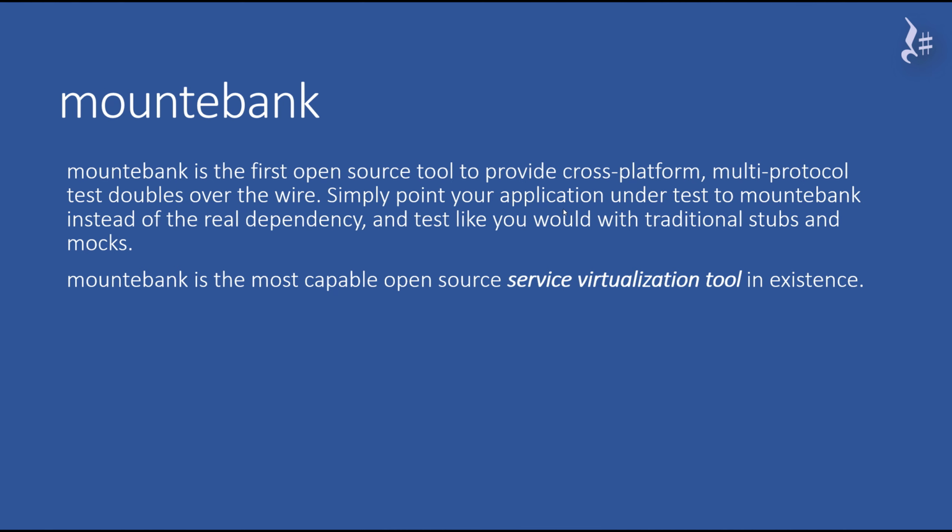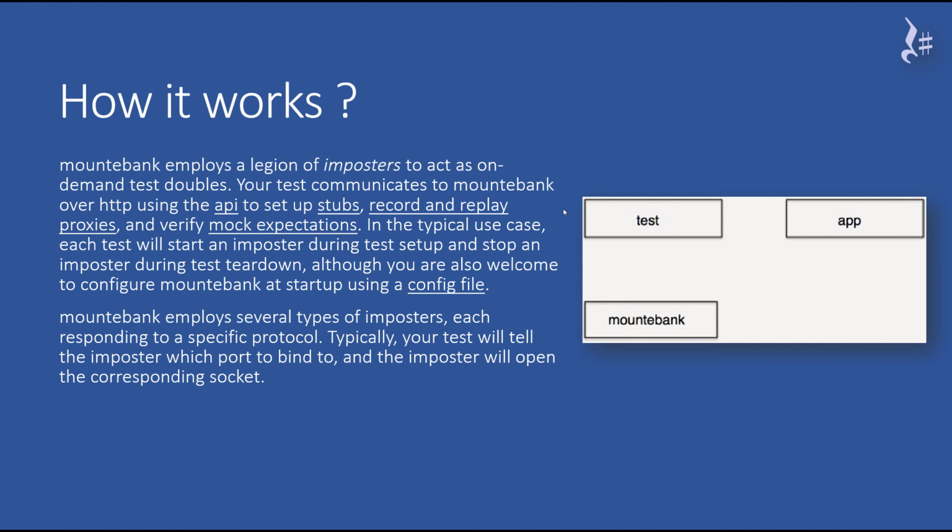Well, if you ask how this particular Mountebank is going to work, Mountebank employs a legion of imposters to act as on-demand test doubles. So your test communicates to Mountebank over HTTP using the APIs to set up stubs, record and replay proxies, and verify mock expectations. In a typical use case, each test will start an imposter during test setup and stop the imposter during the test teardown, although you are welcome to configure Mountebank at startup using a config file.